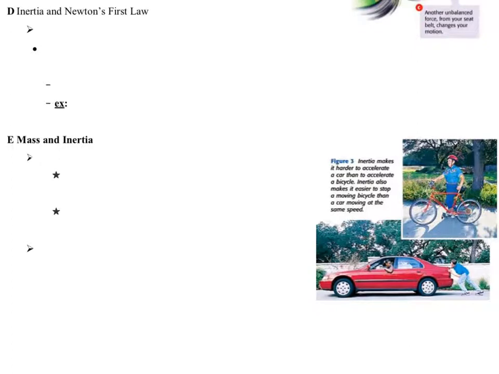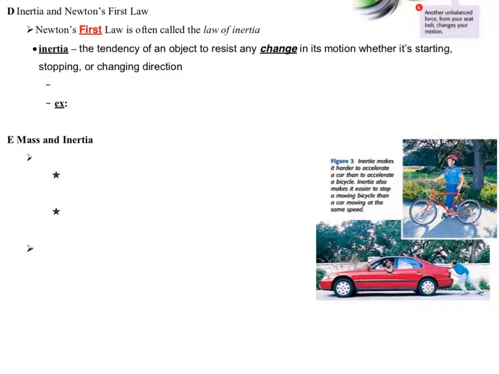Okay, next question. What is another name for Newton's first law? The answer is Newton's first law is often called the law of inertia. So next question, what is the tendency of an object to resist any change in its motion, whether it is starting, stopping, or changing direction? And the answer is inertia. Inertia is the tendency of an object to resist any change in its motion, whether it is starting, stopping, or changing direction.